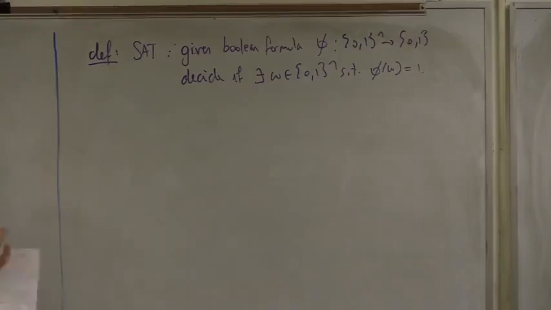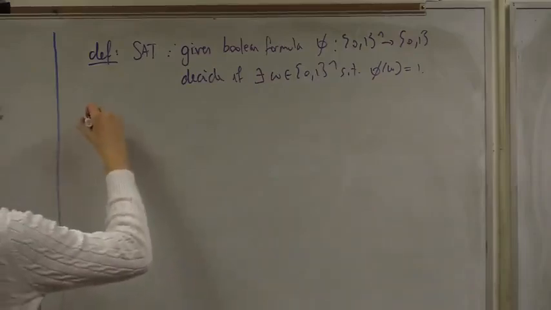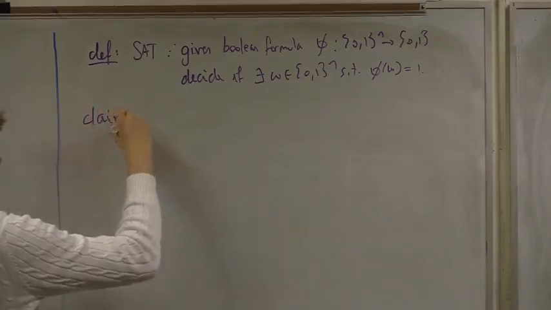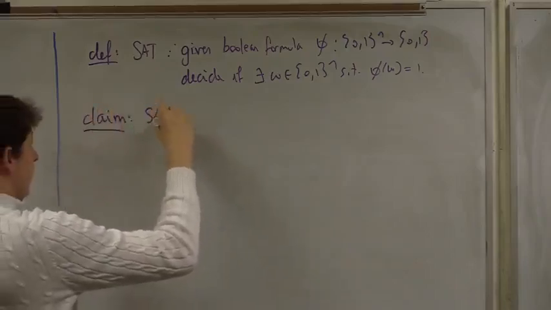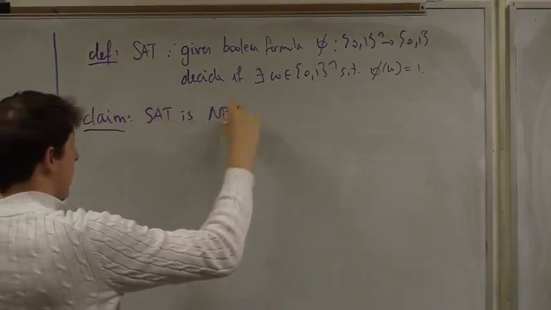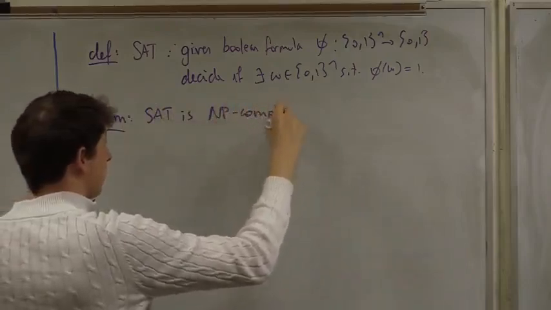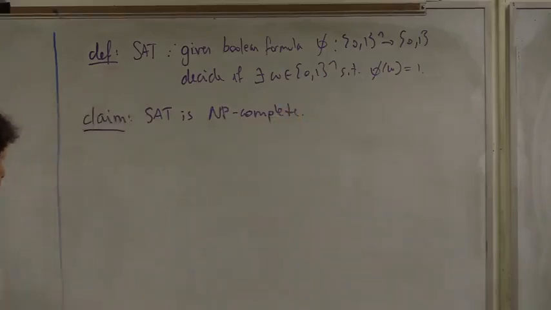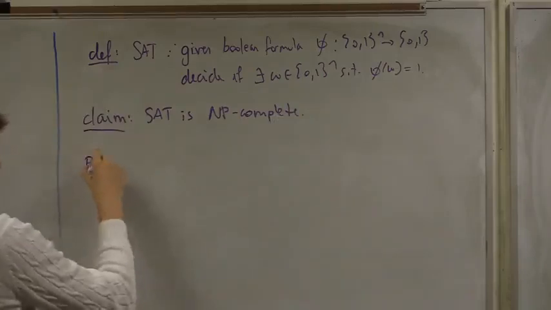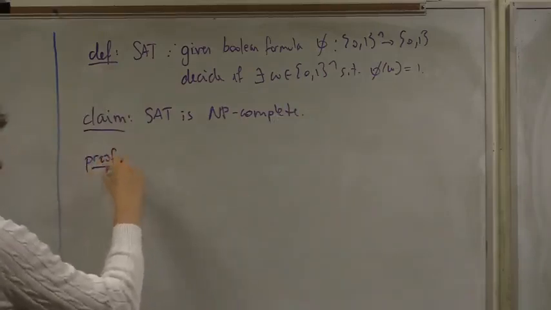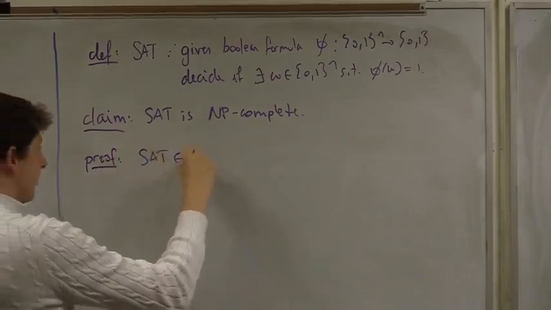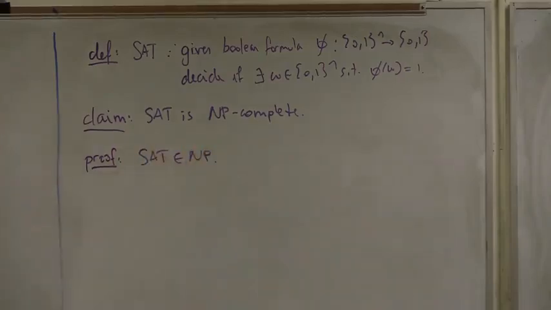Again, to be distinguished from CSAT, where C denotes circuit SAT. We're going to prove that SAT is NP-complete. Okay? So remember, when you want to prove that something is NP-complete, you have two things to prove. The first thing you want to prove is that SAT is in NP. How do you prove that SAT is in NP?